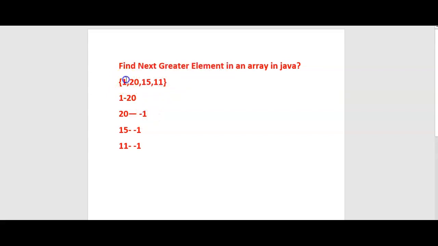So initially the first loop will start with 1 and the inner loop will check with 20. 1 will be compared with 20, 1 will be compared with 15, 1 will be compared with 11. If 20 is greater than 1, we need to break. Why? Because we got the first greater element, and we can skip that loop. Now for 1 it will be 20. Now coming to 20, this 20 will be compared with 15, to check whether it is greater or not.